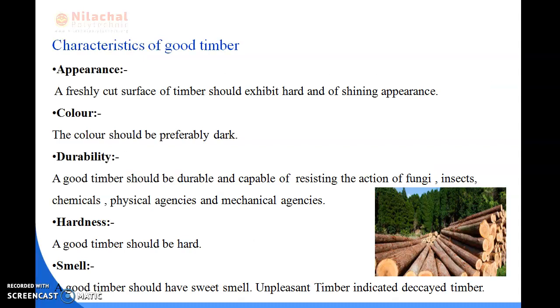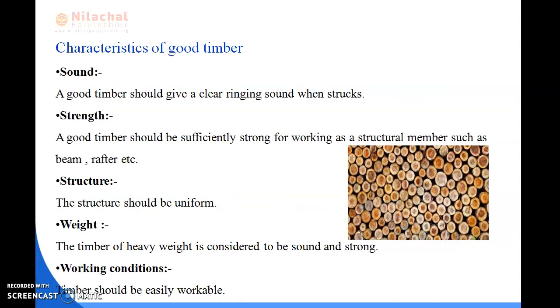I have already discussed a bit about the appearance. A freshly cut surface of the timber should have a shining appearance. Next is color, it should be of dark color. Durability, the timber should be durable and capable of resisting the action of fungi, insects, chemical and physical agencies. Next is hardness, a good timber should be hard. Next is smell, a good timber should have a sweet smell. An unpleasant smell indicates decayed timber.